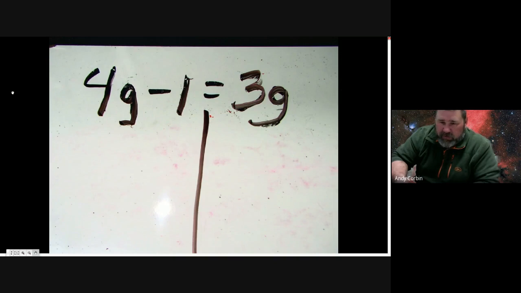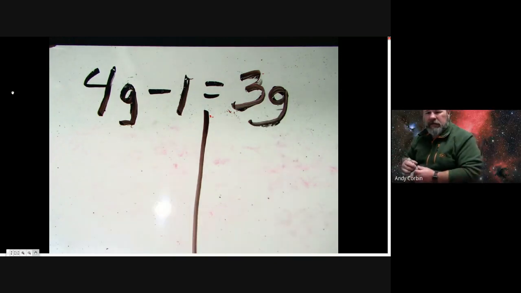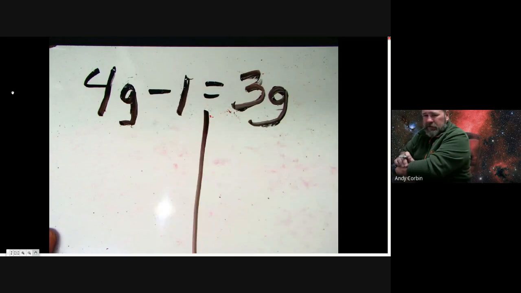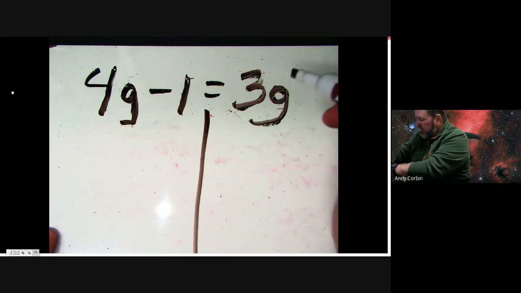We'll work it. Yeah, the 4G is over here and the 3G is over here. So that's variables on both sides, right? Yes. So we've got to get these together. Now, it doesn't matter which one you take to the other side, but you've got to follow the rules. And so let's take the smallest.